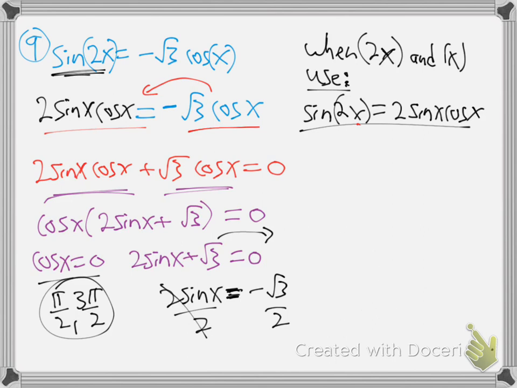Isn't it 4 pi over 3 and 5 pi over 3, right? Are those right? That's what I got. Okay, good. So we're done. We good there? So everybody see the trick on that one.